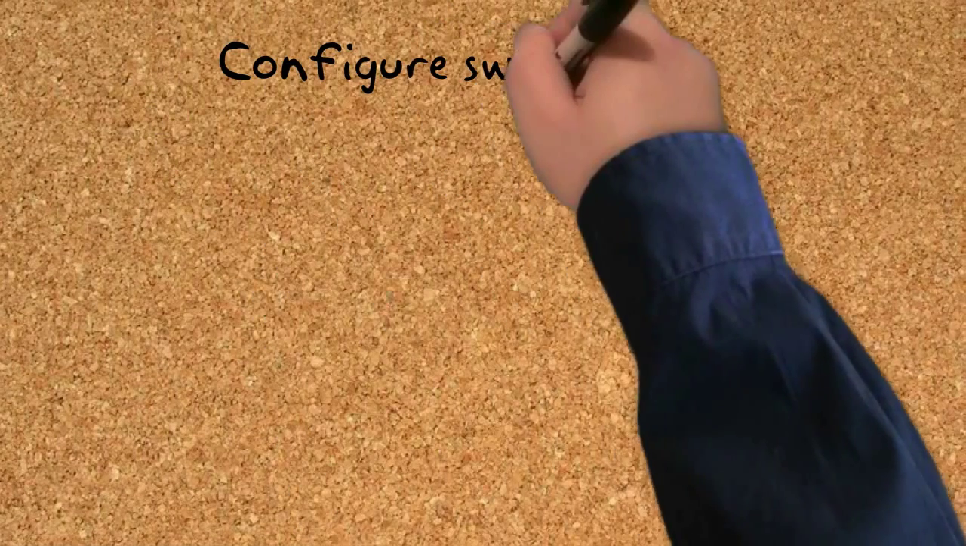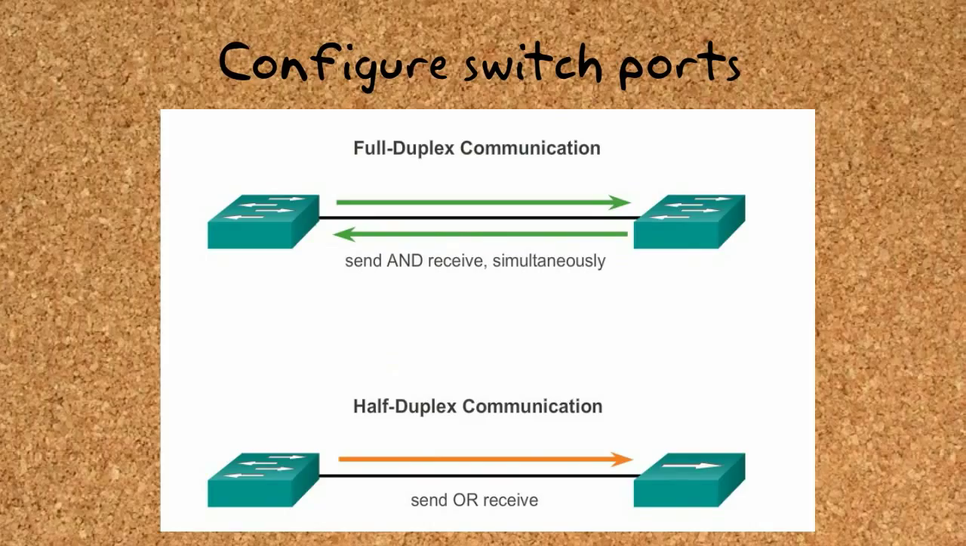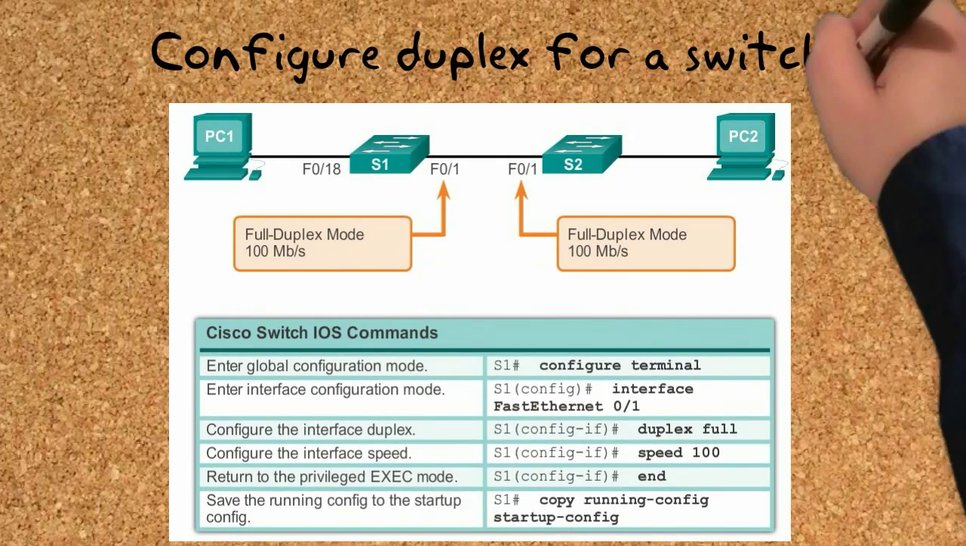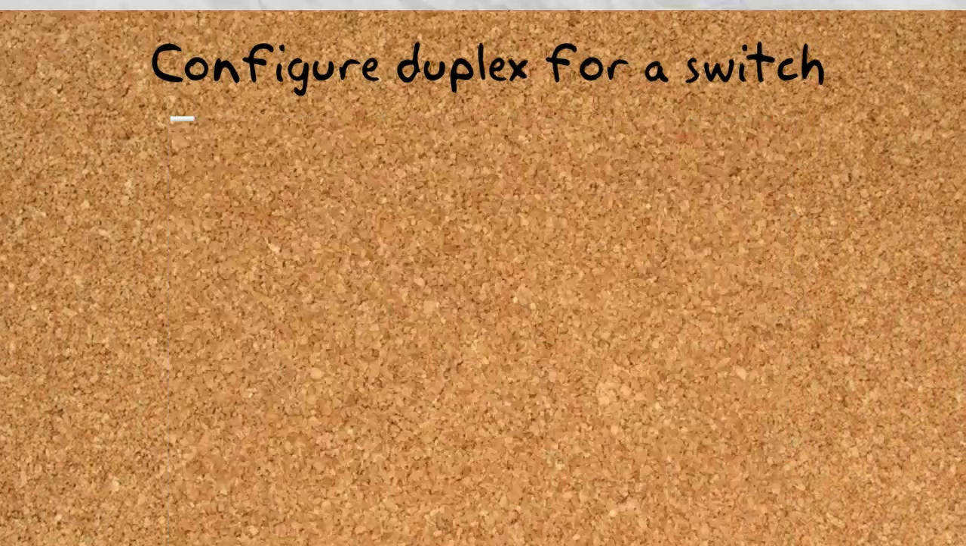Configure switch ports. We can configure switch ports in many different ways. There are two different duplex modes, full duplex and half duplex. Full duplex allows a device to send and receive data at the same time, and half duplex is unidirectional. We cannot receive and send data at the same time. We can choose between full duplex and half duplex for our switches, and also we can set the max speed.